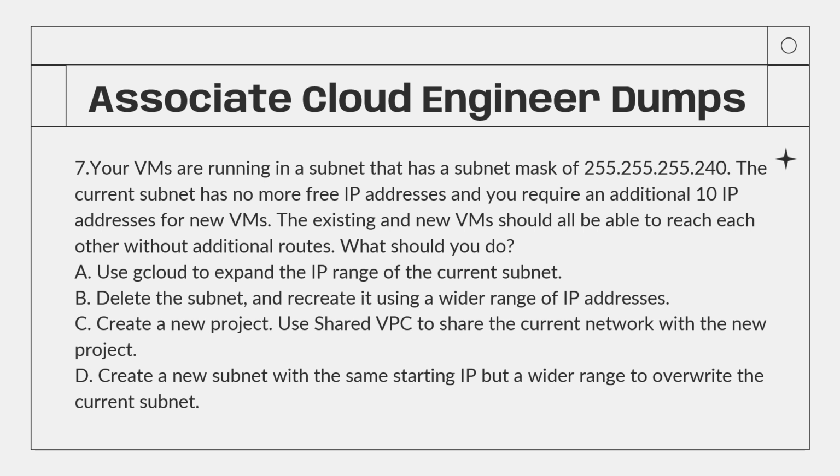B. Delete the subnet, and recreate it using a wider range of IP addresses. C. Create a new project. Use shared VPC to share the current network with the new project. D. Create a new subnet with the same starting IP but a wider range to overwrite the current subnet.